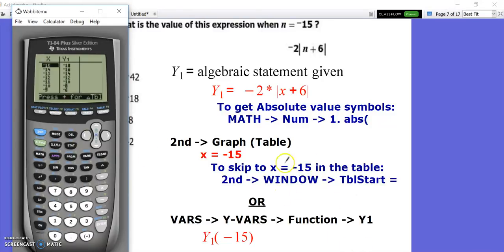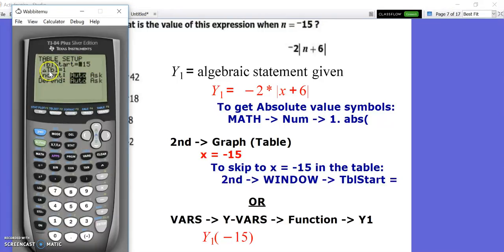To get it to start on the number we want, which is negative 15, instead of hitting up or down a bunch of times, you can go to second, window, and you can tell your calculator to start the table at negative 15. And this says how much you go up by.